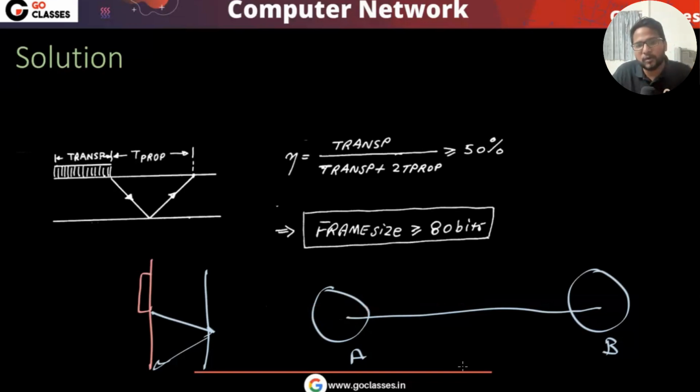Instead of sending the small frame here, one idea is that we can send multiple frames. But if we cannot send multiple frames, then intuitively we can say that it is better in stop and wait that we send large frames. If frame size is at least 80 bits, then the efficiency is at least 50%. So here the efficiency is dependent on the frame size. Have you understood?